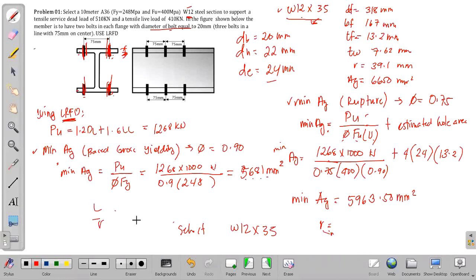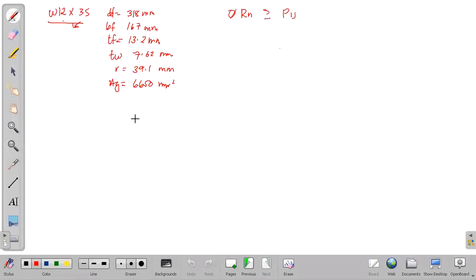So, L over R should be less than or equal to 300. So, yung R natin is L over 300. L is 10,000 over 300. 10,000 divided by 300, ilan ito? 33.33 mm. So, R minimum natin is 33.33 mm. Pasok yung R natin na 39.1. Pagka hindi pasok, another section. Pasok naman yung 39.1, so we consider W12 by 35.